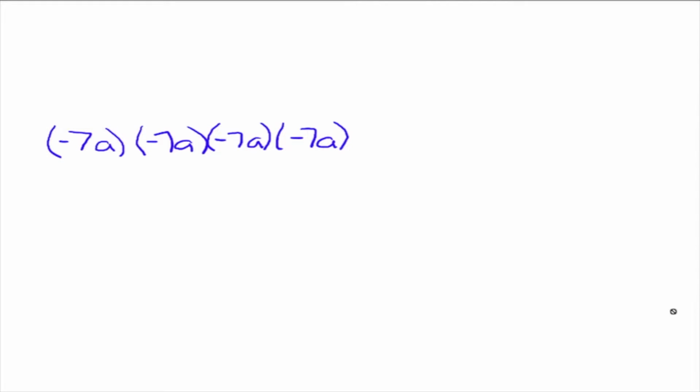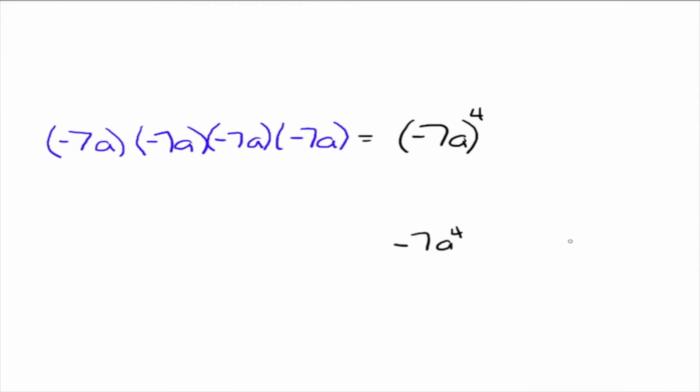All right, so now let's go backwards. Let's see, we've got -7a times -7a times -7a times -7a. Well, another way we could rewrite that: -7a, and how many times was it being multiplied together? 4. So -7a all raised to the 4th power. Note, it is very important that you have the parentheses around the -7a, because that's what's being multiplied 4 times together.